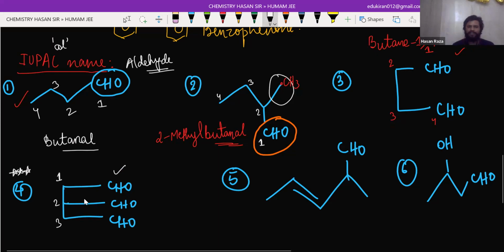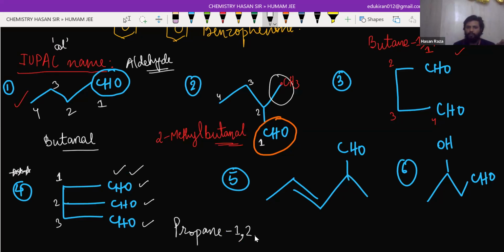Now, is there any branch? No branch, because these all are functional groups. Now, what you need to do? Parent carbon, how many? 3. That means prop, and all are singly bonded. So what I'm going to write? Propane. Now at first position 1 comma, at second position 2 comma, at third position 3. So propane-1,2,3-tri, since it is thrice, so tri.